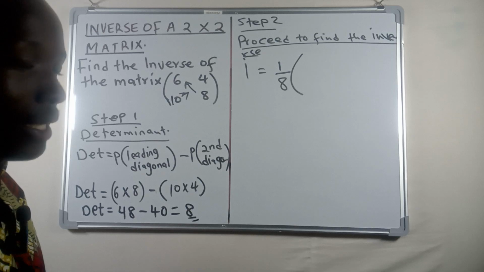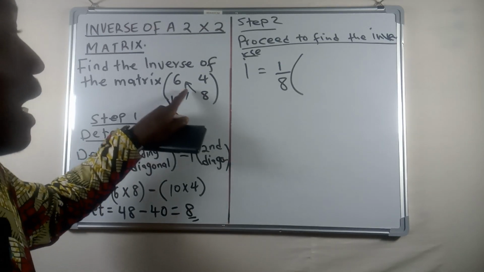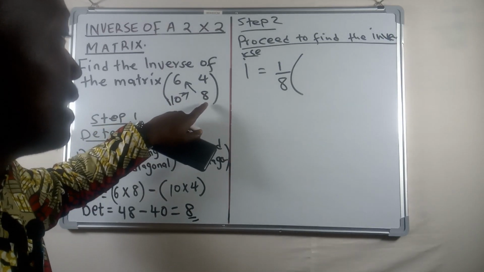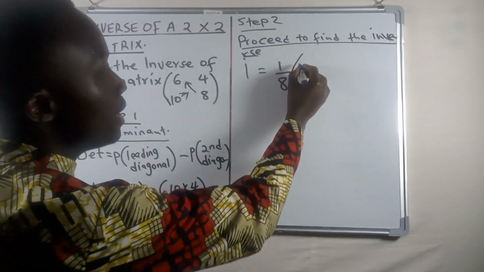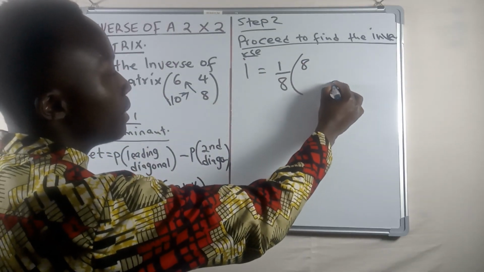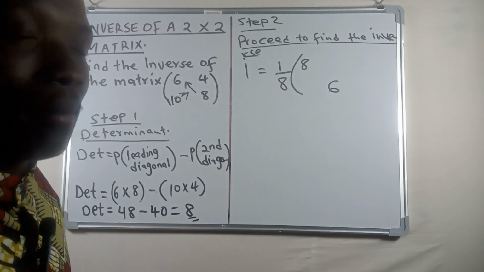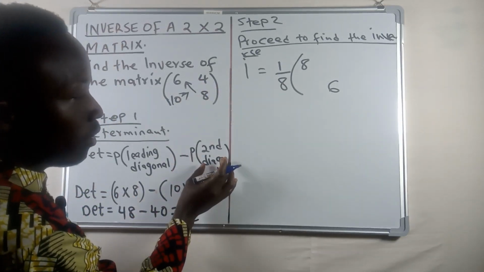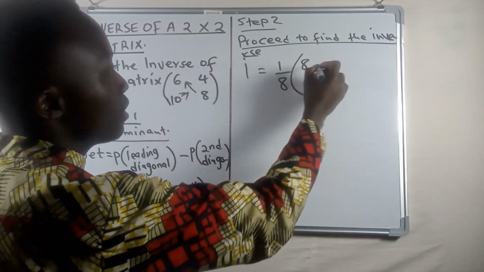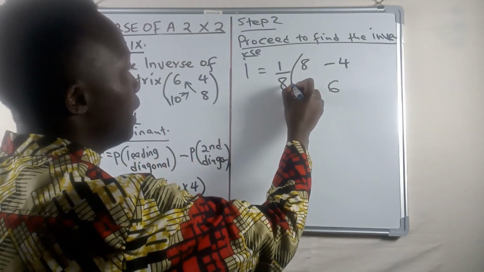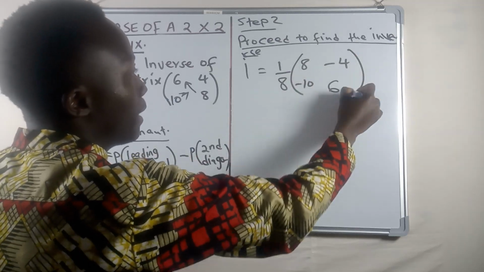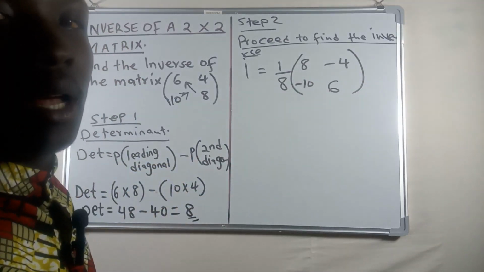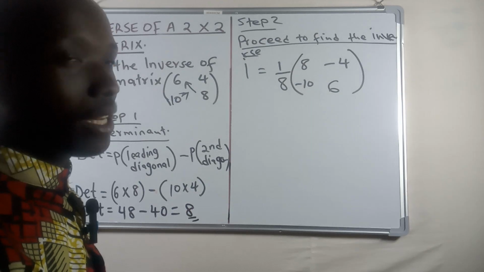Then we open our bracket. We interchange our leading diagonal. So 8 will come there and 6 will come there. That is step number one. And the next step, the other diagonal or the second diagonal, the sign changes. So here we have -4 and -10. And by doing so, we will now determine the inverse of our matrix.